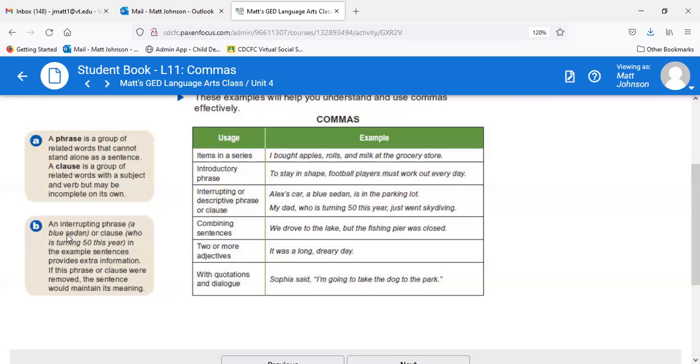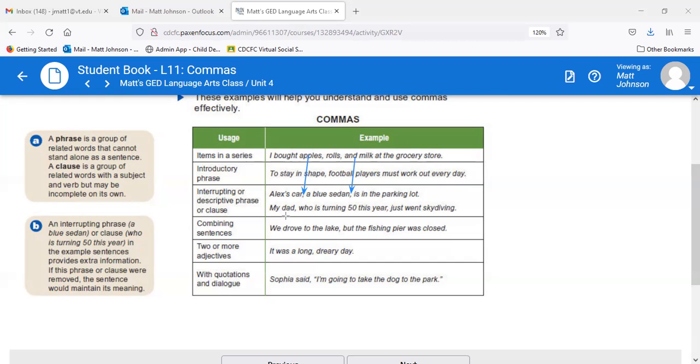And then here we see an interrupting or descriptive phrase, and it is set off by commas. Alex's car, a blue sedan, is in the parking lot. So we set off the phrase, grab my arrow here, a blue sedan, with a comma. And once again, there's not enough there to actually make a clause. It's just a phrase. And in the second, we actually have a clause there.